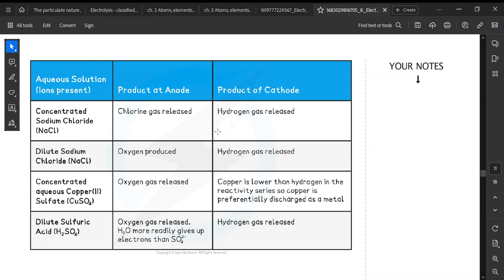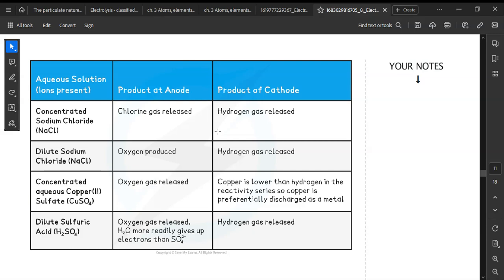So when we have product at anode and product at cathode, when they have concentrated sodium chloride, NaCl, at the anode chlorine gas will be released and at the cathode hydrogen gas will be released. When it's dilute sodium chloride, oxygen will be produced at the anode and hydrogen gas will be produced at the cathode.